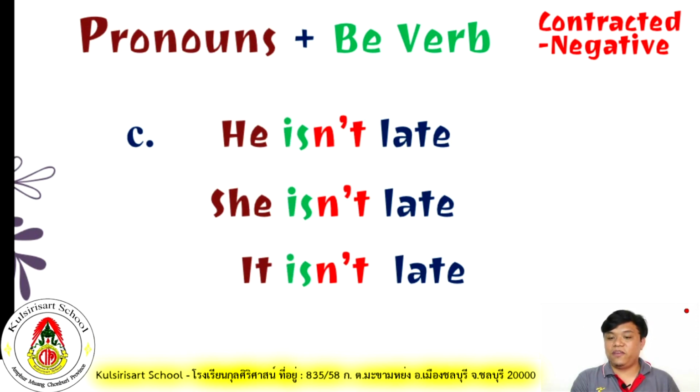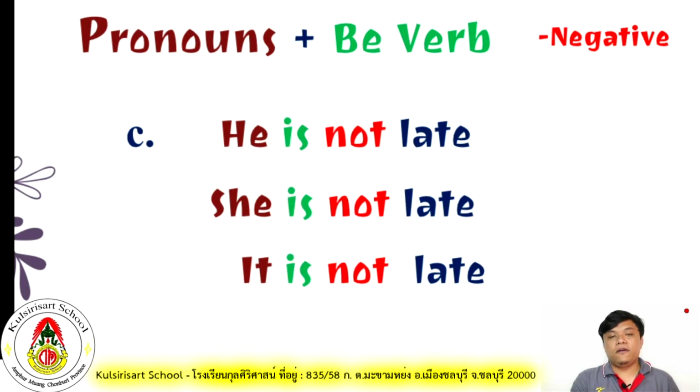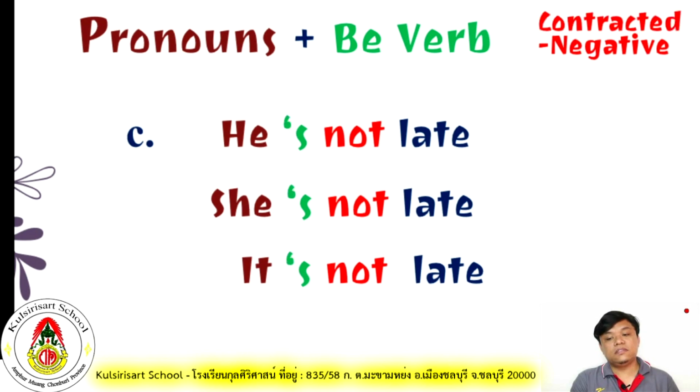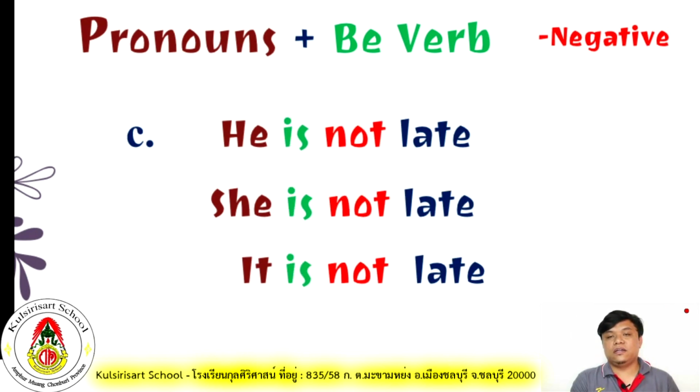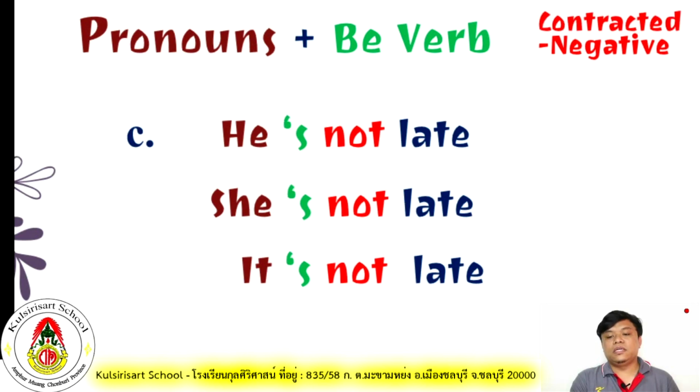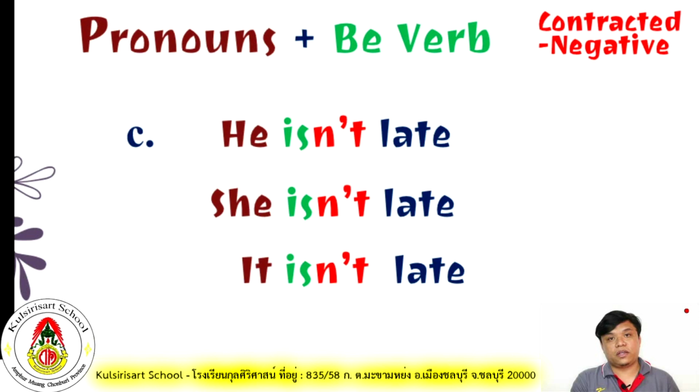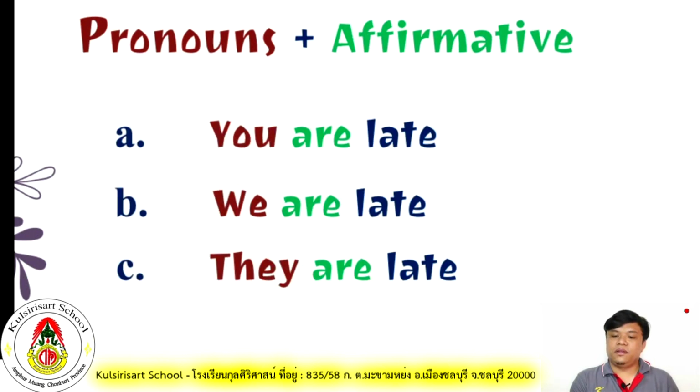Can you see the difference? These are the same negative form of statements. He is not, he's not, he isn't. This is the full form, the contracted form, and another contracted form. Okay? The same with you, we, and they.